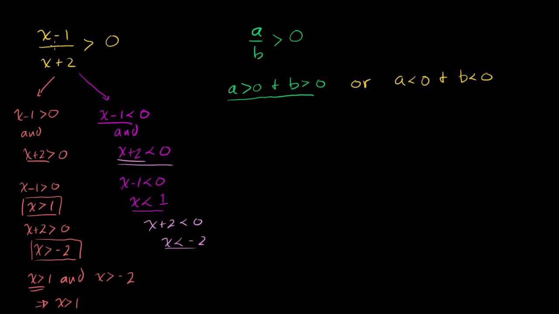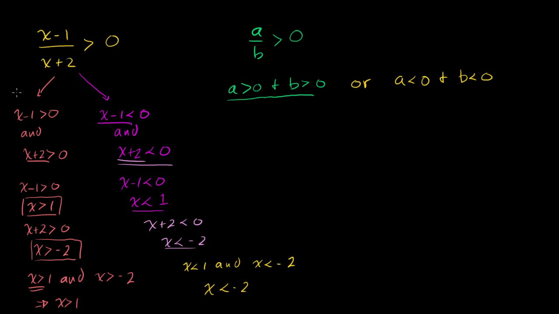So in order for both the numerator and the denominator to be negative, we know that x has to be less than 1 and x has to be less than minus 2. If something has to be less than 1 and less than minus 2, it just has to be less than minus 2. Anything less than minus 2 will satisfy both of these. So this boils down to x could also be less than minus 2.